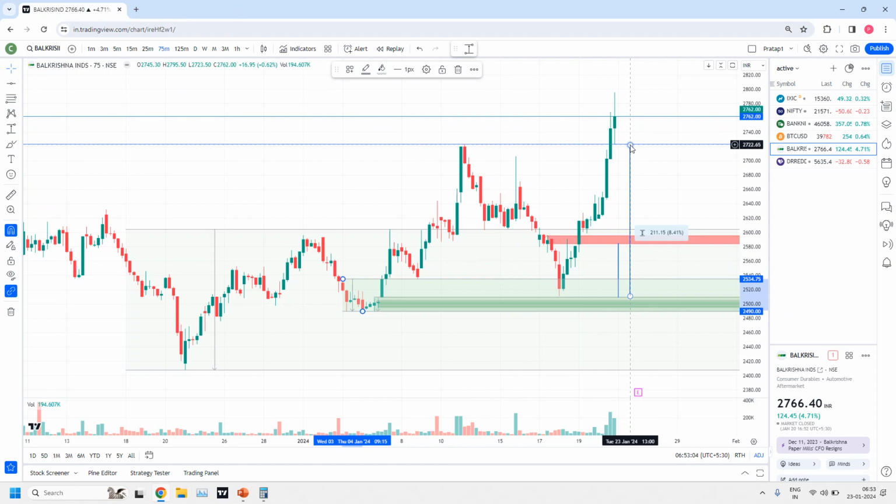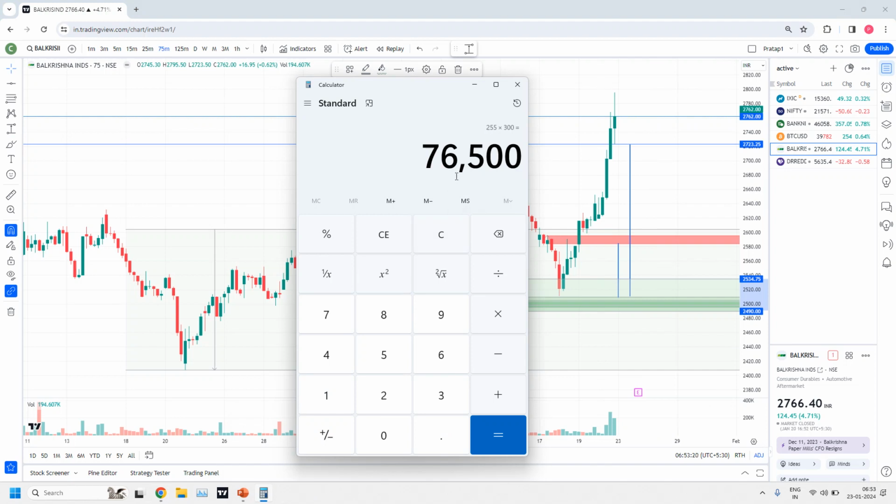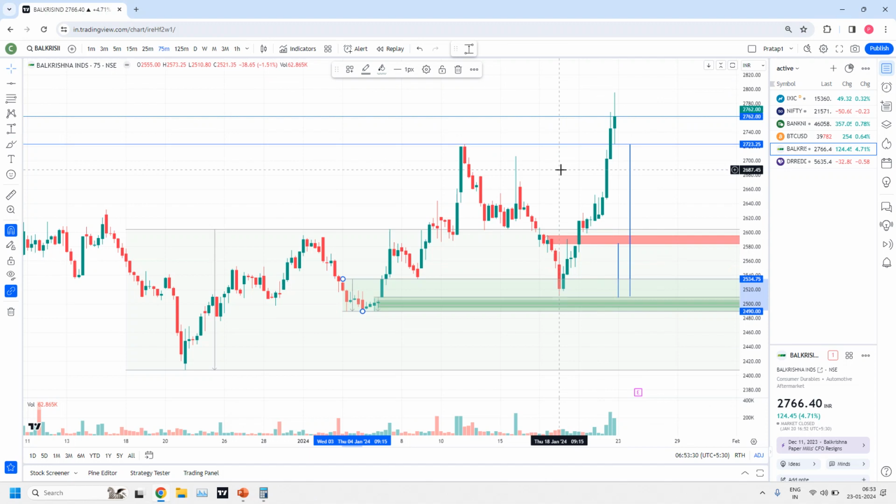So if you had followed the trailing stop loss, you would have exited somewhere here, or even a little higher. That means you would have got even more profit than this 76,000 rupees. Maybe you would have got around 78 or 79,000 rupees profit. Okay, here, knowing about high liquidity zones is not important now; you will understand that in the third phase of your training when I teach the advanced strategies.